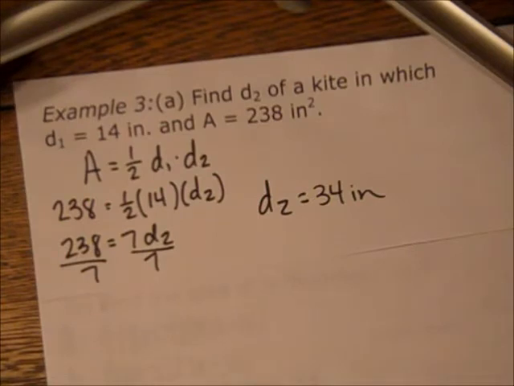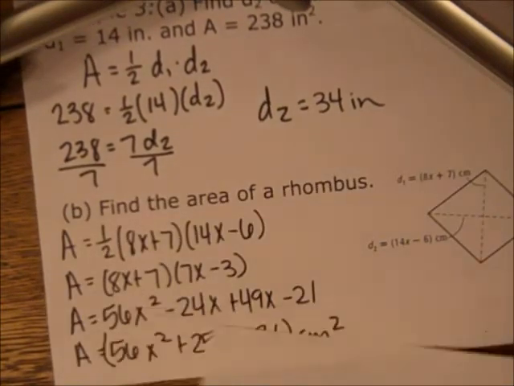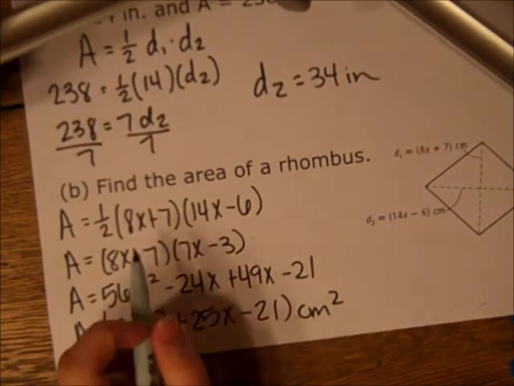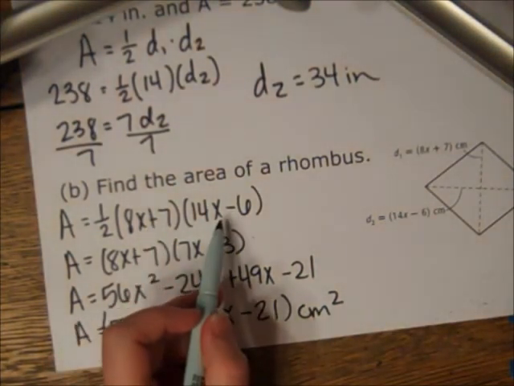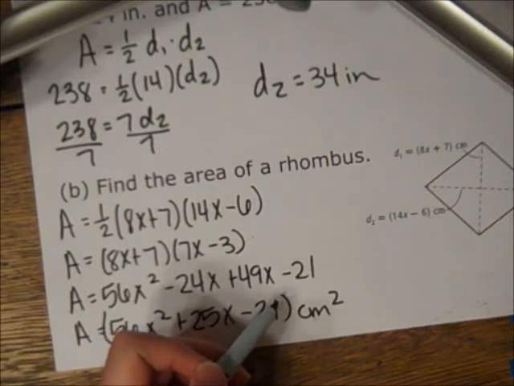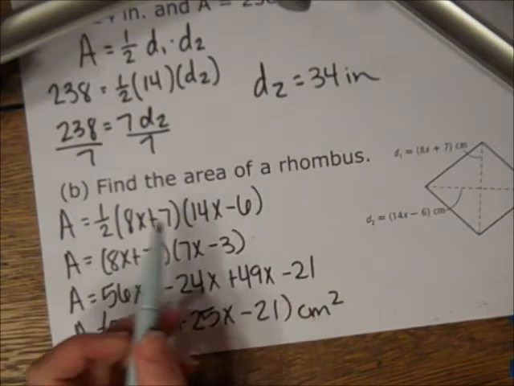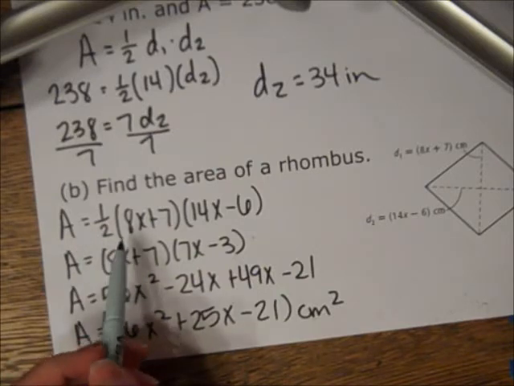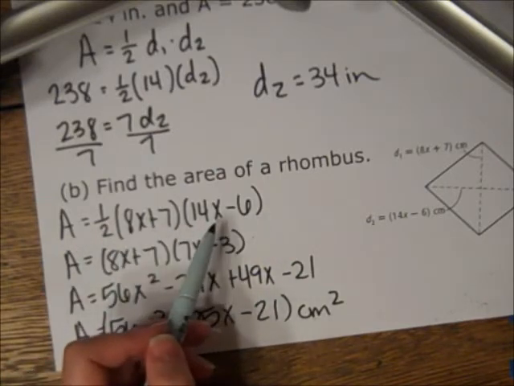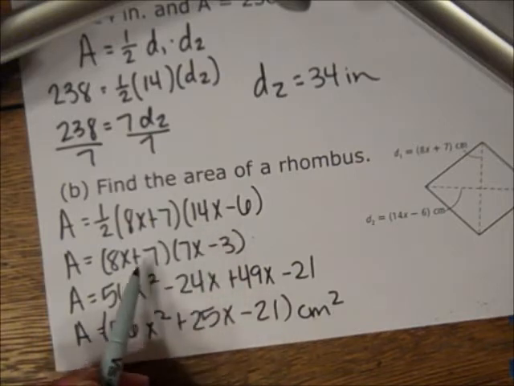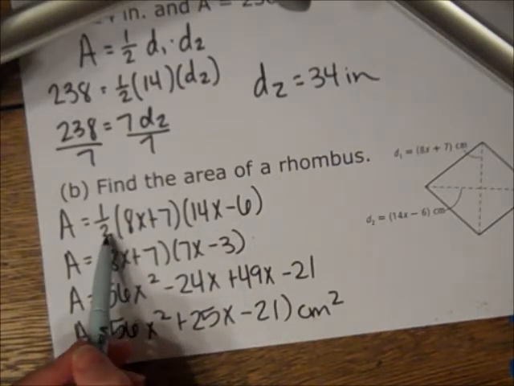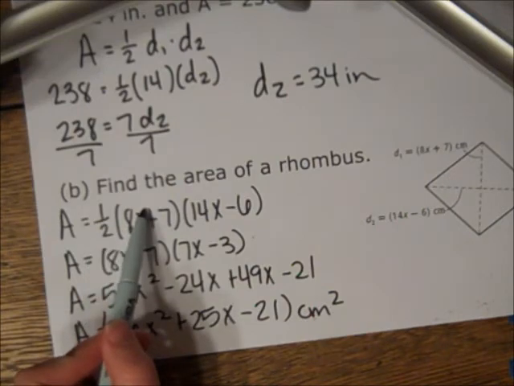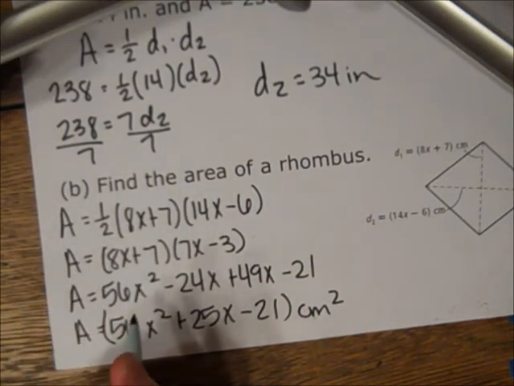Same kind of thing. Okay, so find the area of this rhombus when we know that D1 is 8x plus 7 and D2 is 14x minus 6. So there are many ways you can go about this. I chose to get rid of the 1/2 first, so you get to pick which one you want it to multiply by. Now here's the most common mistake here is that people want to distribute the 1/2 here to this parenthesis and to this one, and that's not the way that works.